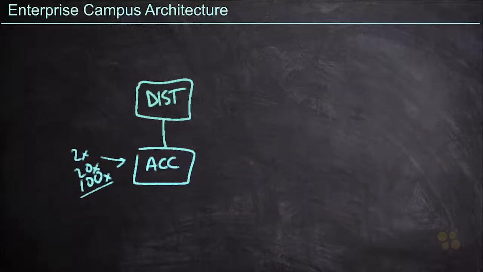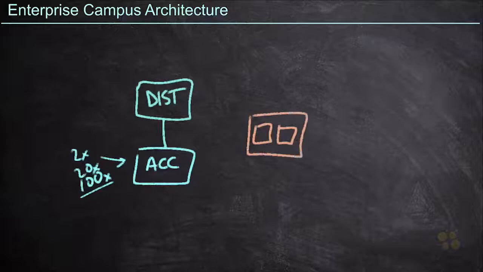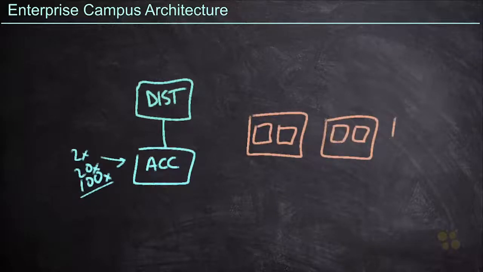Now if this is the extent of my network, then I don't actually need to deploy anything else. I can bring my network services and the internet into the distribution layer, but what if I have a different situation? What if I have a lot of different distribution layers? So let's say this is one distribution block, this is another distribution block. Each one of these distribution blocks might represent a different building on my campus or between multiple sites.